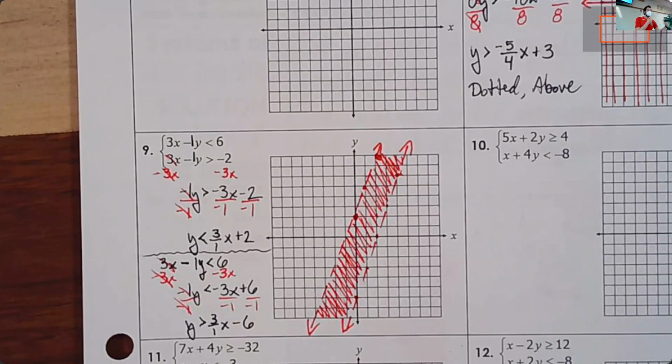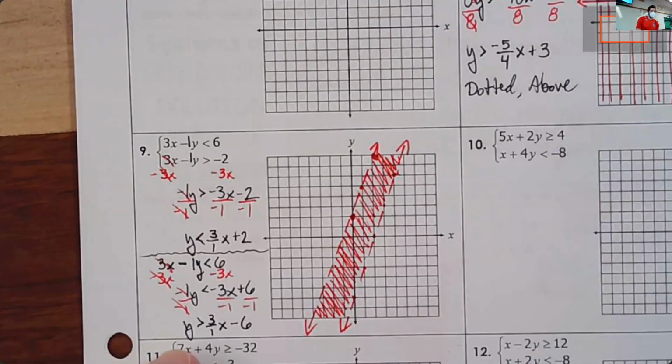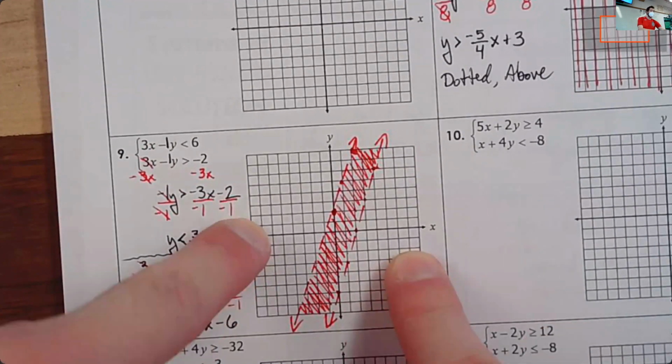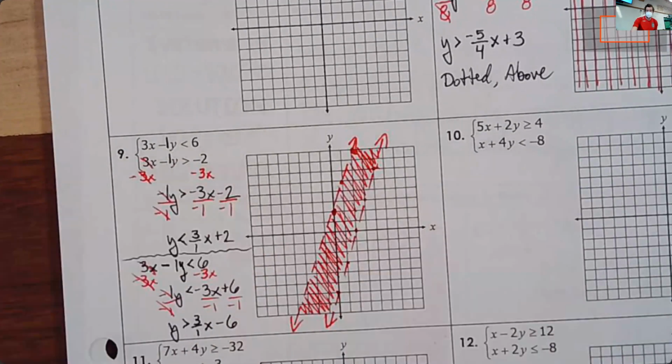Now, where it would be no solution, let's say, for example, it was greater than the top one and less than the bottom one, which means we would shade on either side here, which means there's no overlap. If there's no overlap, and unfortunately, we don't have an example in our notes of that, which is a little bit annoying.